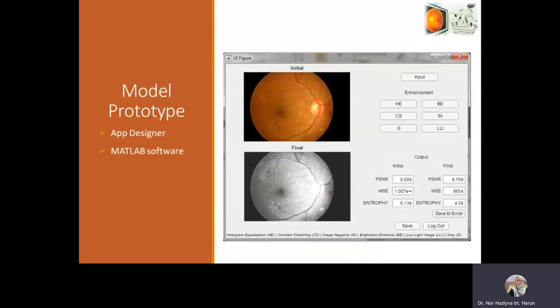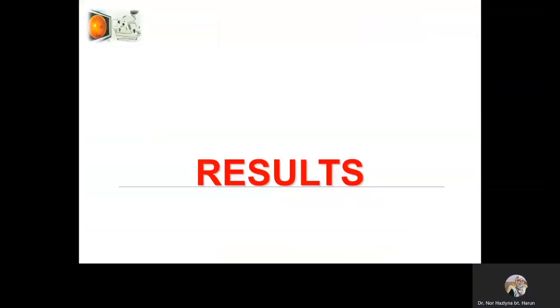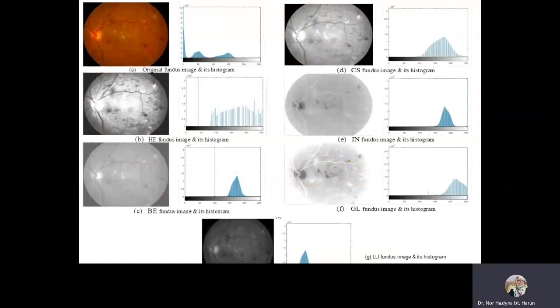Then the second step is about the model prototype by using App Designer for MATLAB software. This is our model prototype for this study. Finally, the resulted image from the findings.